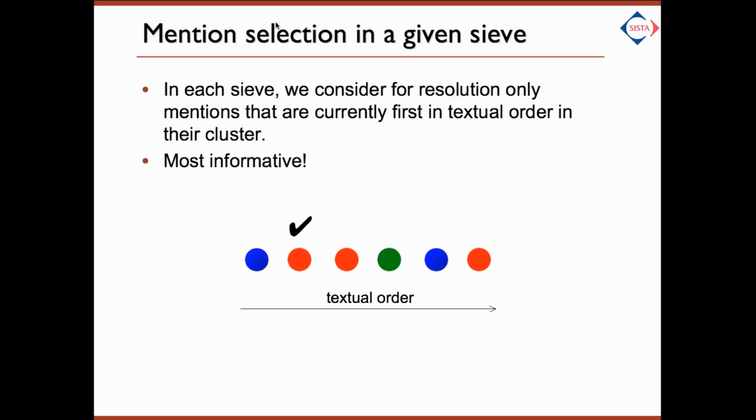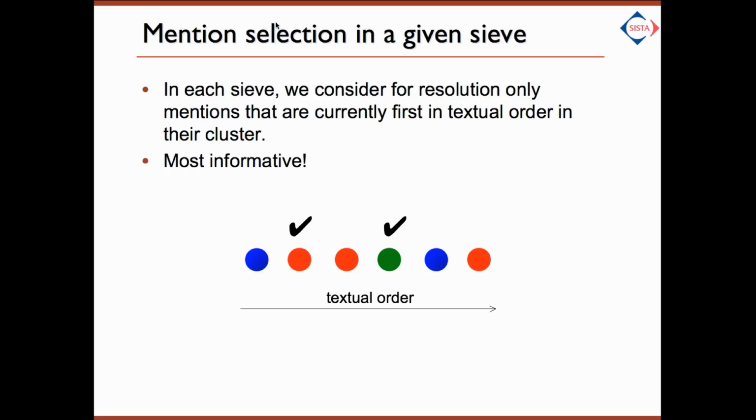This is not the first one in the red cluster, so we're skipping that, and we're moving to the green one, right? That's the first one in the green cluster, and that's it. Right, so you see how this reduces the search space significantly. Instead of looking at 6 mentions, we're only looking at 2.